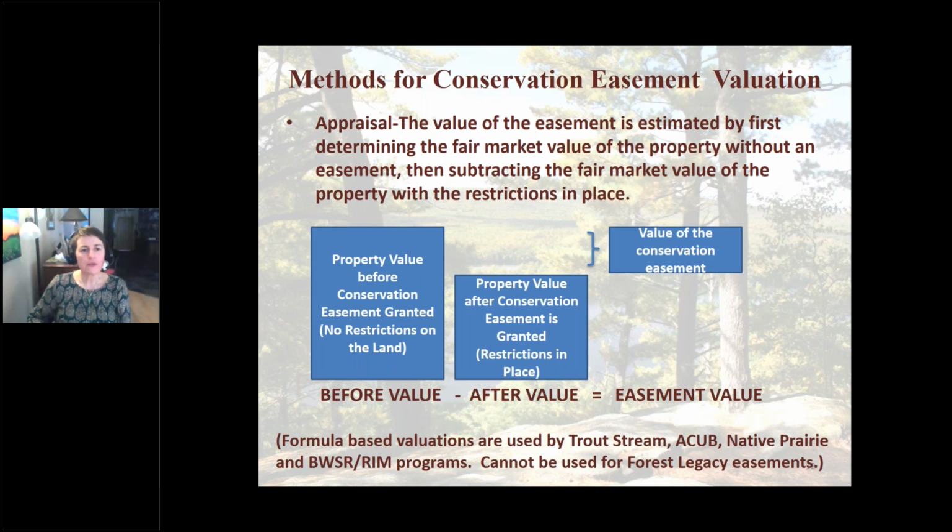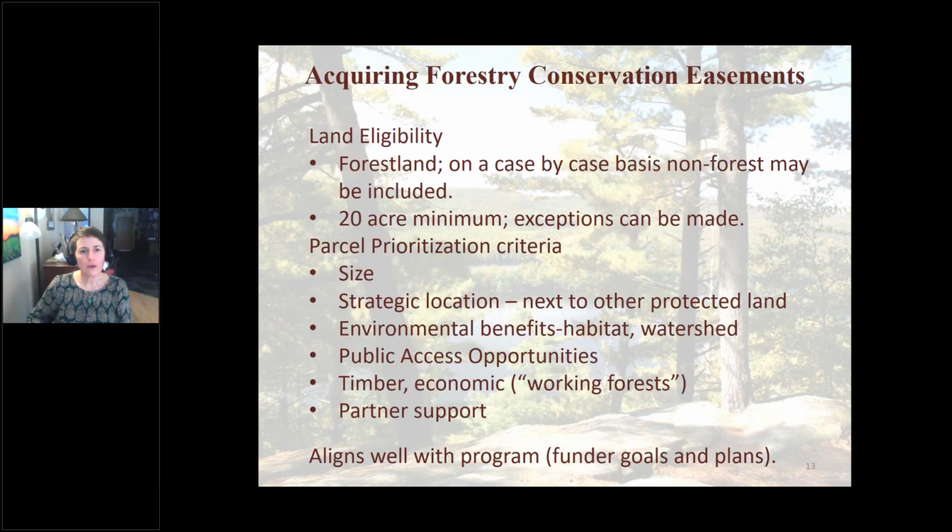So what are the steps involved, or what are some of the factors involved in acquiring forestry conservation easements? First of all, there's some basic eligibility criteria. Because the intent of our program is to protect forest land, we require that the property be primarily forested. We also have a minimum acreage requirement. We like to see that the easement area is at least 20 acres in size, although we can make exceptions for properties that have high conservation value or other extenuating circumstances.